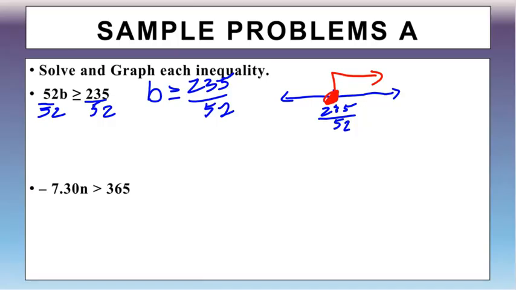Next, I have the opposite of multiplying by a negative 7.30. So I'm going to divide both sides by a negative 7.30.